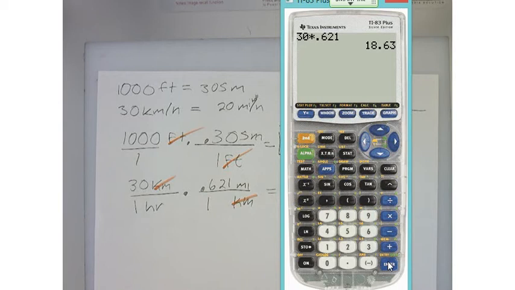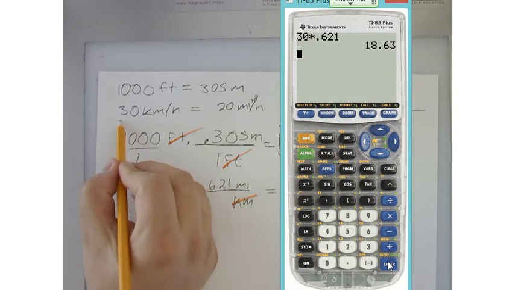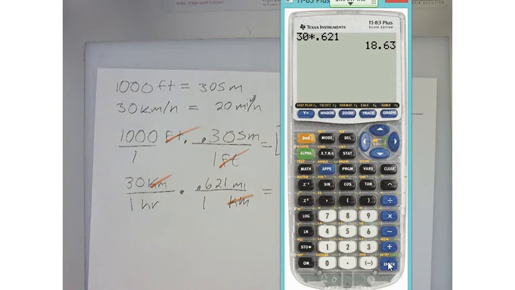Now here's the thing. We're looking at significant figures. How many significant figures did they give us in the problem? 2 significant figures. So if I take my answer and round that to 2 significant figures, what would my answer be?